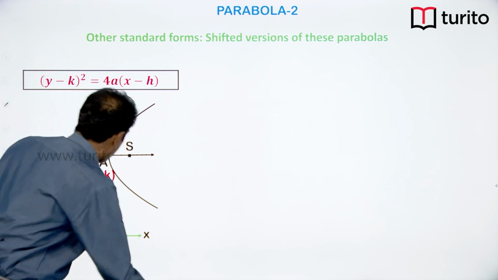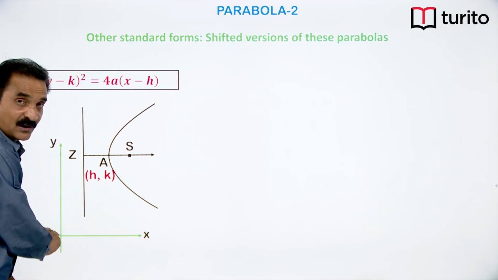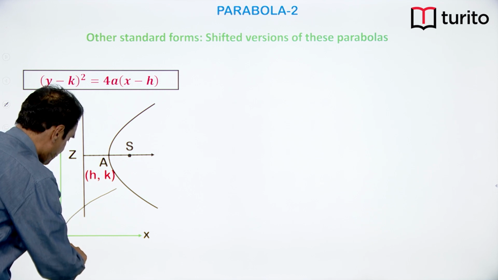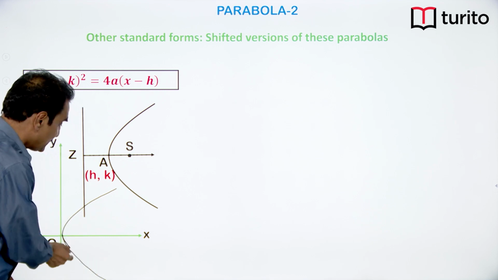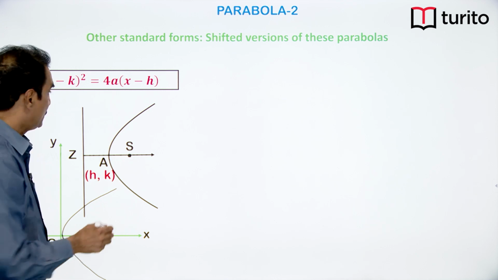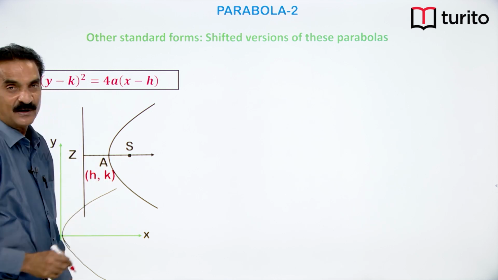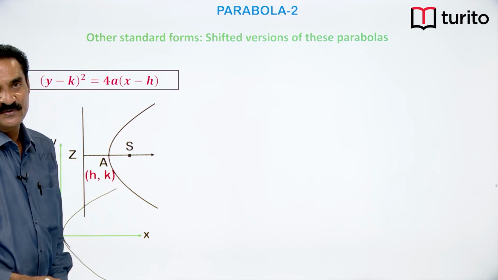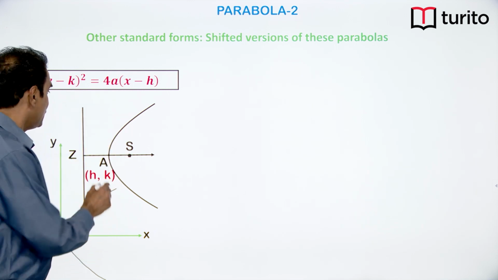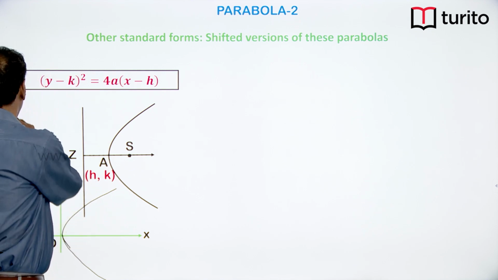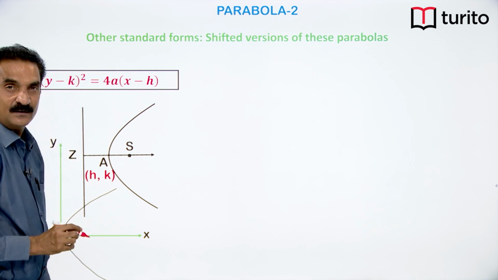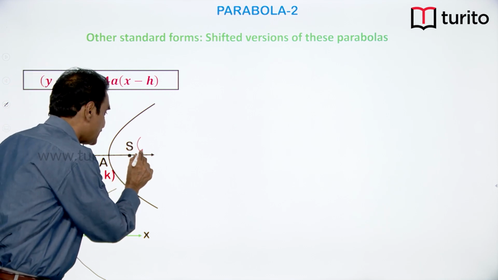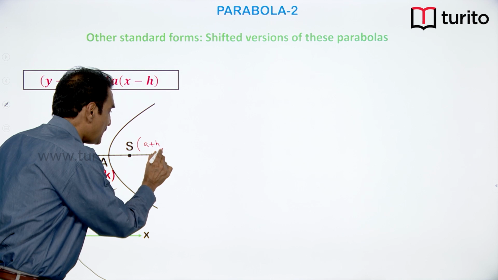The equation of this parabola, this is the origin. The original parabola is like this. This is shifted to this position. Now, the new vertex is h comma k, and equation of this parabola will be y minus k whole square is equal to 4a into x minus h. What will be the coordinates of the focus in the new position? This focus is a comma 0, so this focus is a plus h comma k.